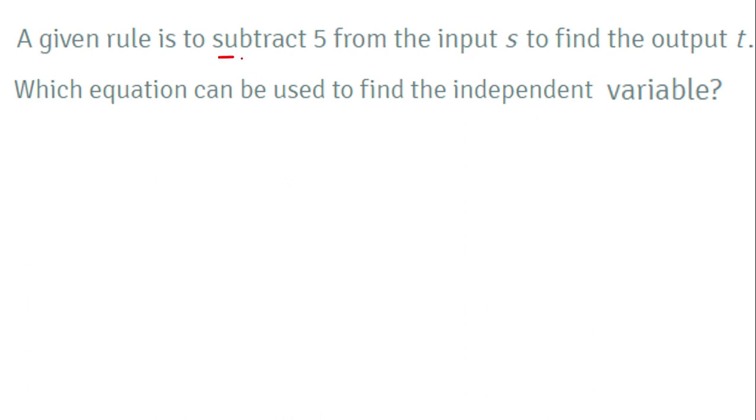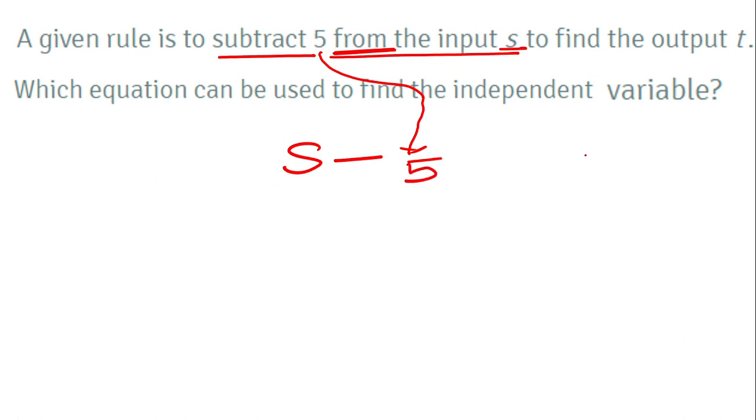You see, subtract 5 from the input s. So subtract means minus, and whatever is written after "from" will become first. So s, and whatever is written first will come after. So this is 5. s minus 5 to get the output t. So the answer will be this one. Or you can say s is equal to t plus 5. This can also be the answer.